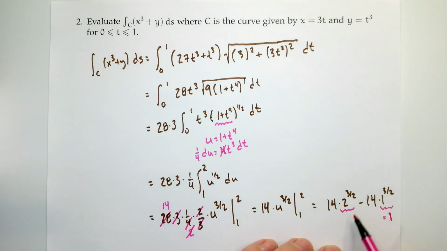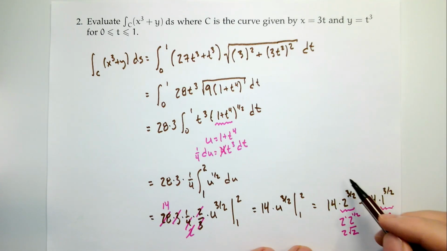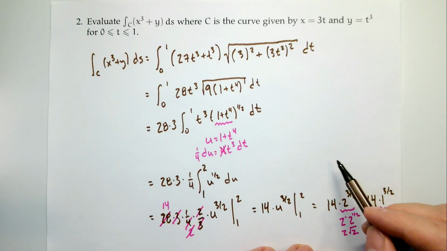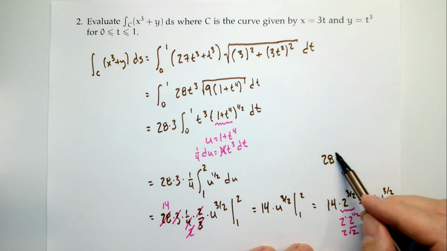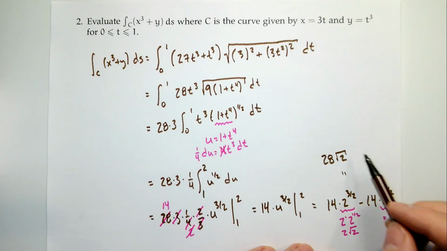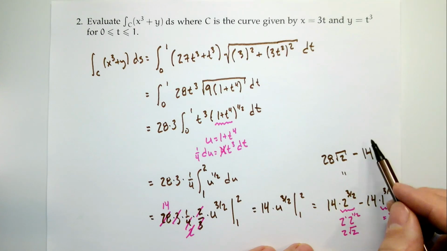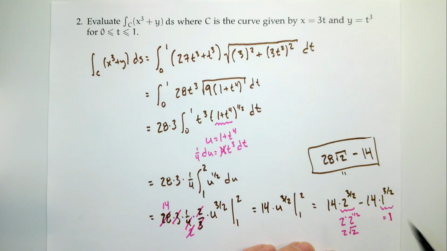2 to the 3/2, probably the way to think of it is 2 to the 1 times 2 to the 1/2. So really we have 2 square root of 2. So if I take that and multiply it by 14, we end up with 14 times 2 root 2 is 28 square root of 2, and then on the other side minus 14. And that's our answer. All right, there you go.